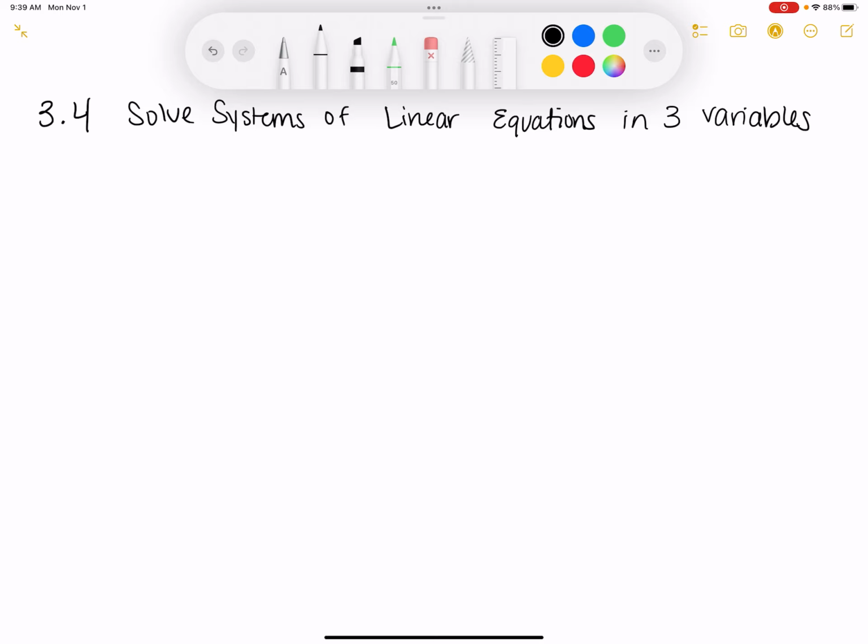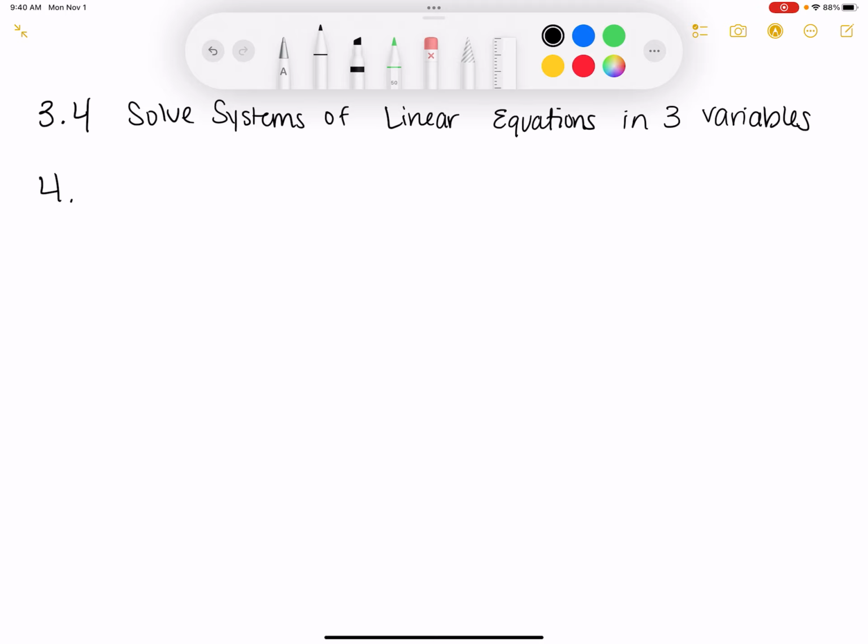So you just need to plug it in and check, and you need to plug it into all of the equations to verify, because it may work for one of them but not for another one. That's definitely possible, so just make sure you check it in all 3.